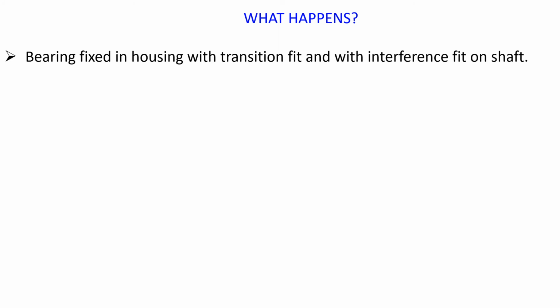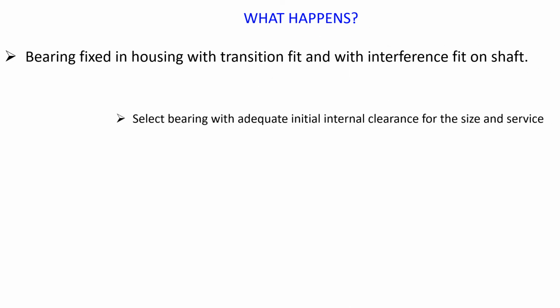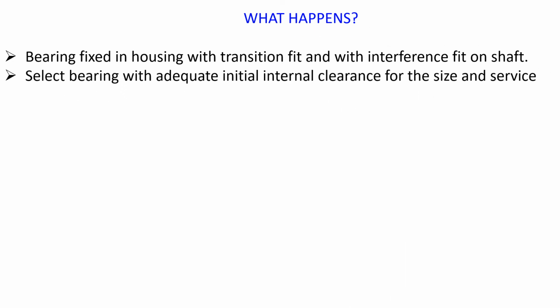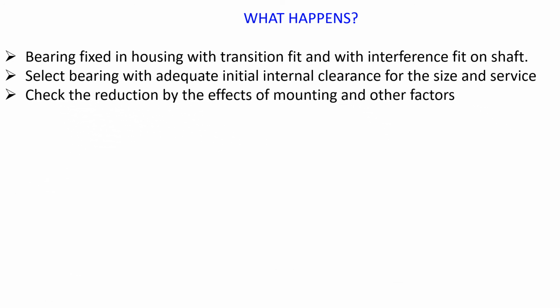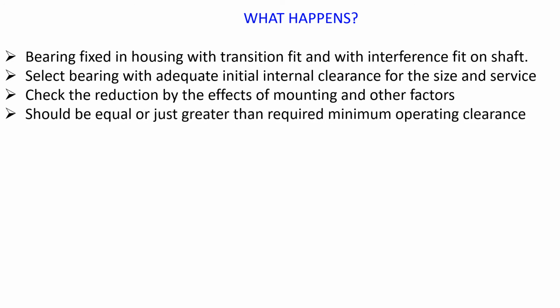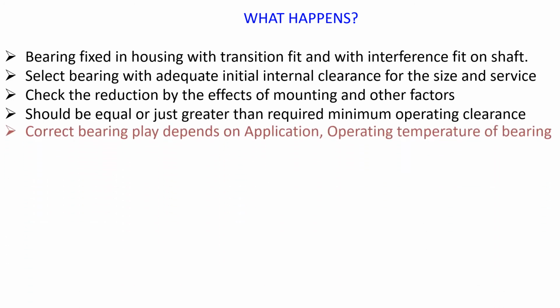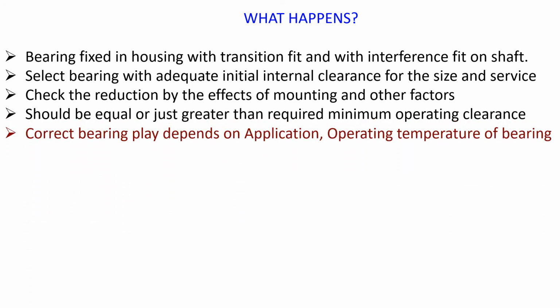Now, what happens when you fix a bearing? Bearings are generally fixed in the housing with transition fit. They are fixed with interference fit on the shaft. We select a bearing with the adequate initial clearance for the size and service. When you mount it on the shaft, the internal clearance reduces. Check the reduction caused by the effects of mounting and other factors. It should be equal to or just greater than the required minimum operating clearance. Correct bearing play depends on the application and the operating temperature of the bearing.